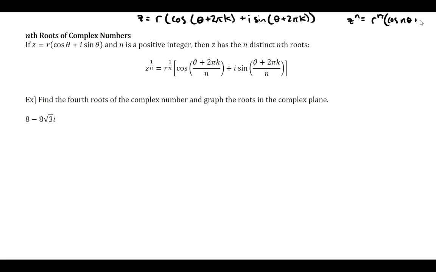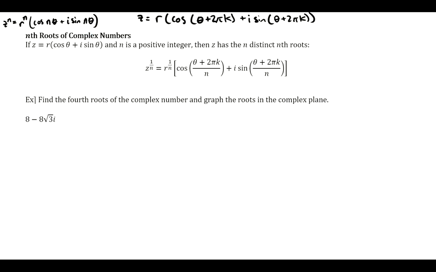Oh, and I'm running low on room. Let me move it over just a little bit. Actually, let me put it over here. So here's our De Moivre's theorem. Raise the r to the power, and then multiply the angles by n. Okay, so there was De Moivre's theorem from the last video.